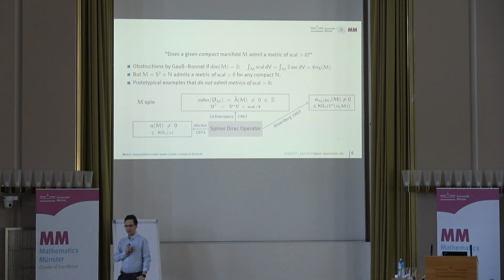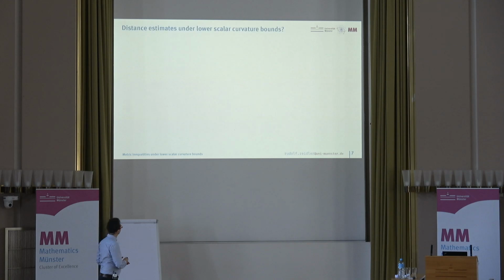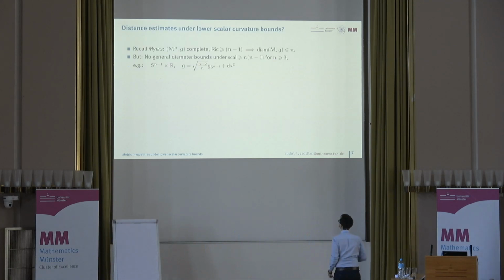But now let's come back to the original question, namely metric inequalities, or distance estimates. Let me recall again that in the case of a positive Ricci bound, we have a diameter bound.